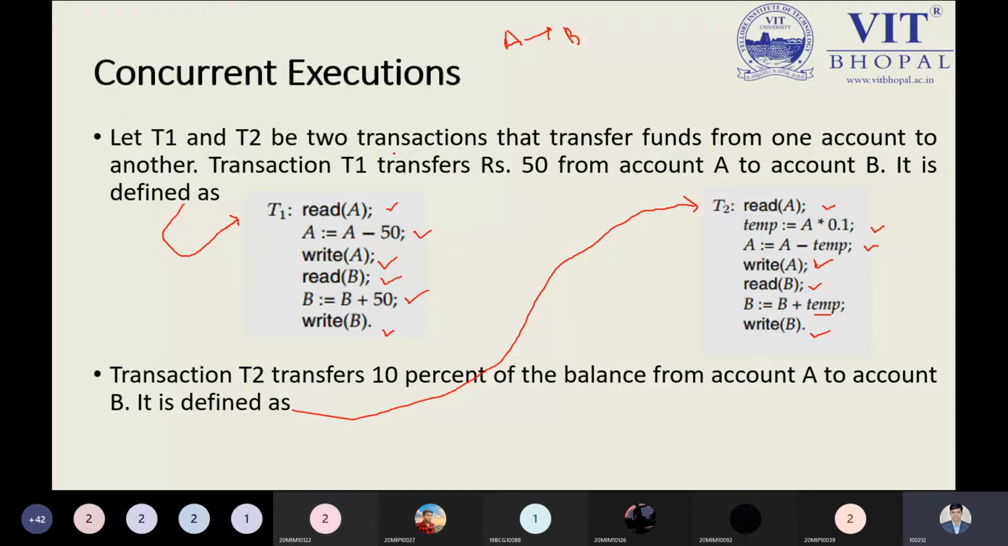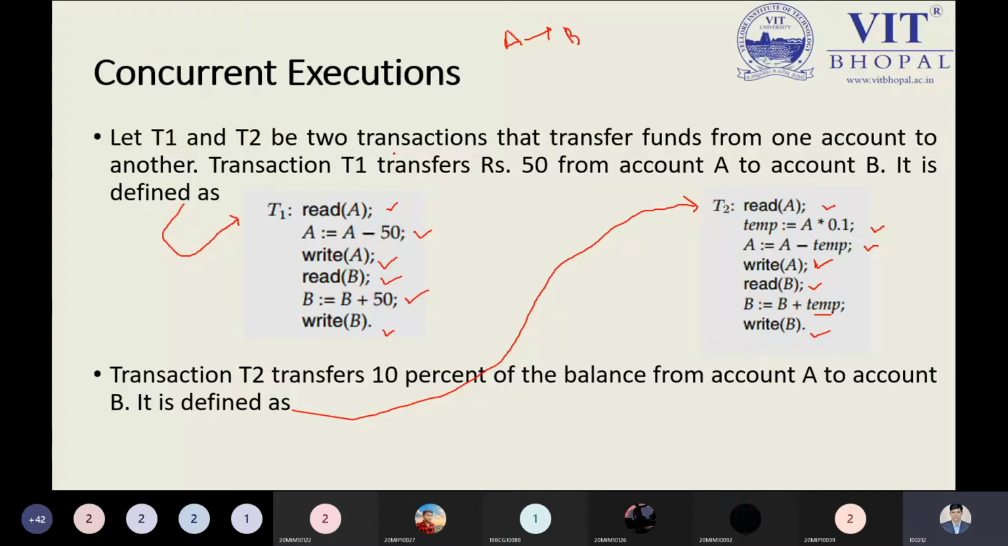So focus on the concept properly. Let T1 and T2 be the two transactions that transfer funds from one account to another. Transaction T1 transfers rupees 50 from account A to account B. So it is defined as follows. Now look at the arrow. T1 is a transaction which has read A, A equal to A minus 50, write A.